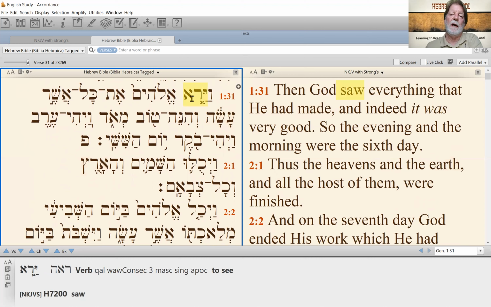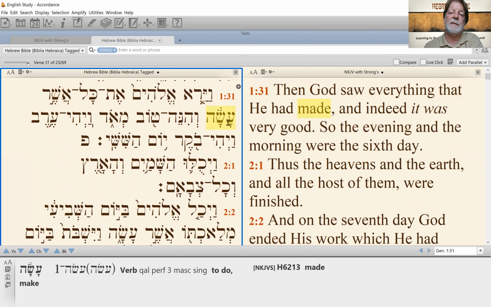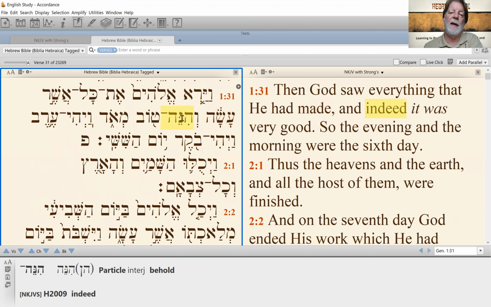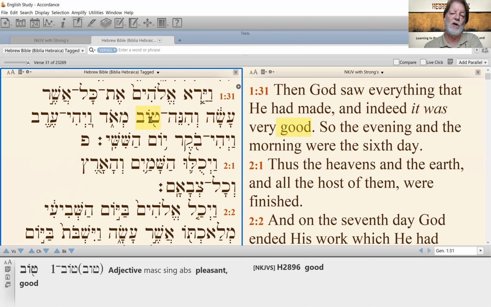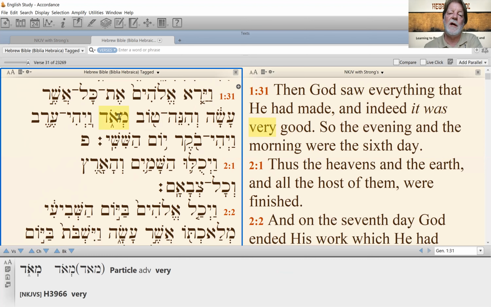Last verse. Vayar Elohim et kol asher asah, and God saw everything which he had made, vehineh, and behold, tov, it was good, but not just good, it was tov me'od, it was very good. Vayehi erev, there was evening, vayehi boker, and there was morning, yom hashishi, shishi is the Hebrew word for sixth day. And that's where the chapter ends.